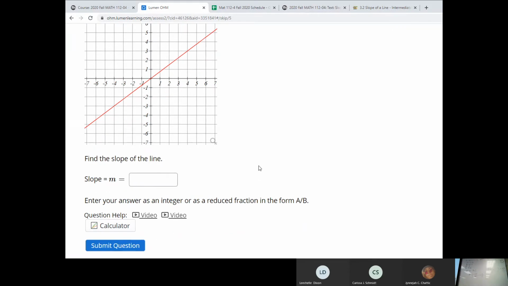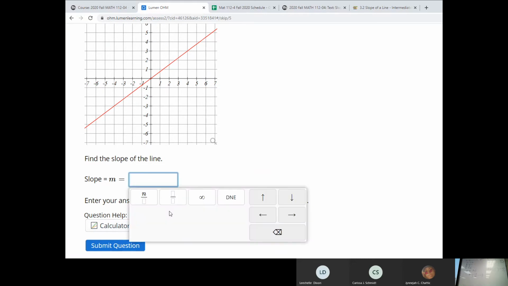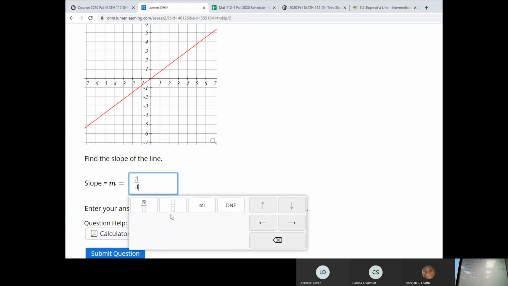Now, if they asked me to do the work or something, I'd have to do all that calculation of slope, but just looking at the graph, they did all the work for me with the graph. 3 divided by 4. 3 up for every 4 over.